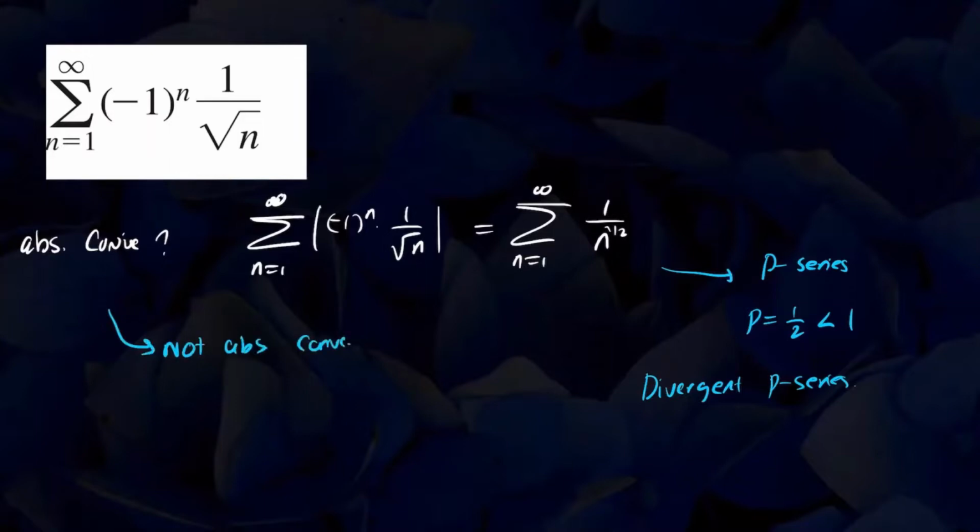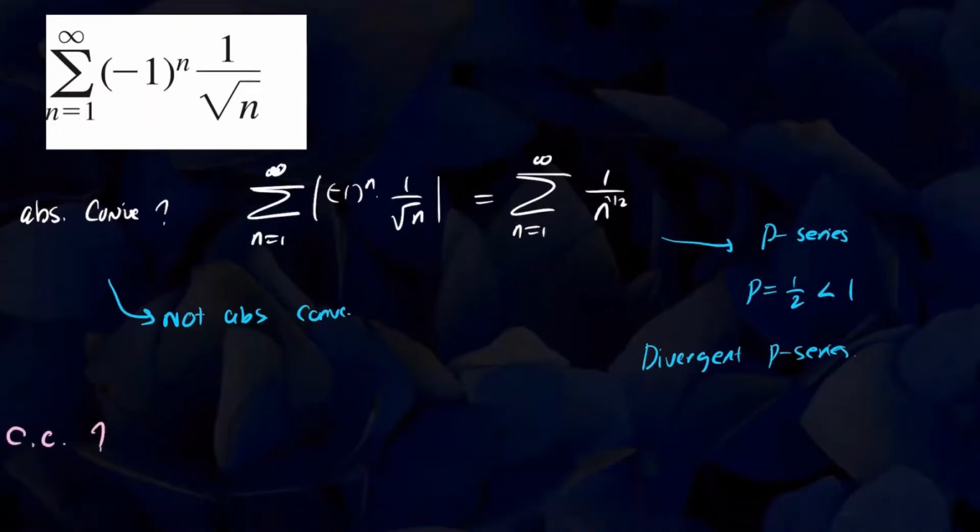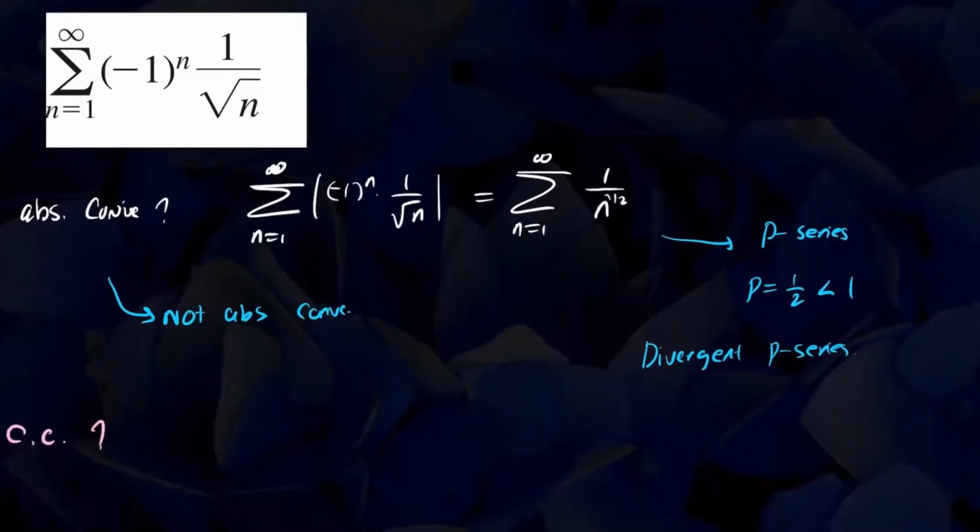Now let's test to see if it converges conditionally. Let's call it CC. I'm going to take a look at this series on its own. So we have the sum from 1 to infinity of negative 1 to the n times 1 over the square root of n. If you apply the alternating series test here, it looks like it will probably converge, but let's check.